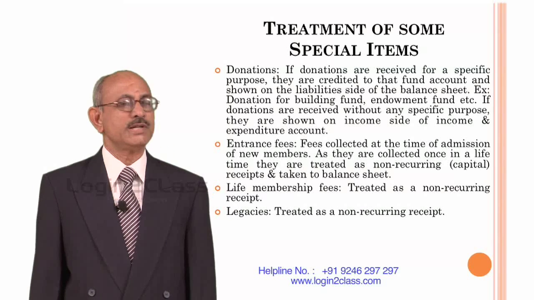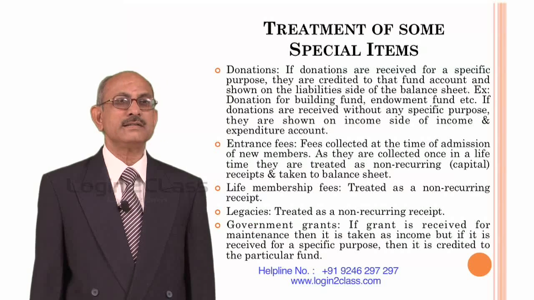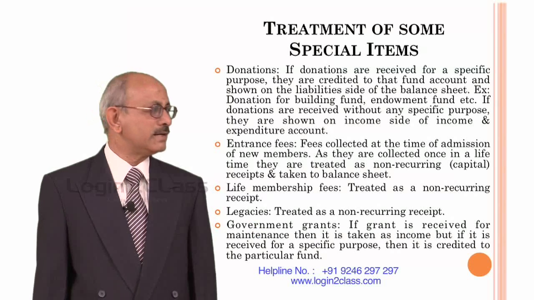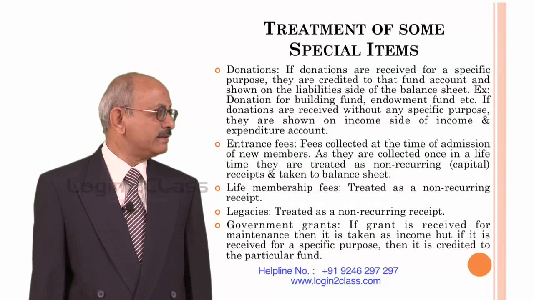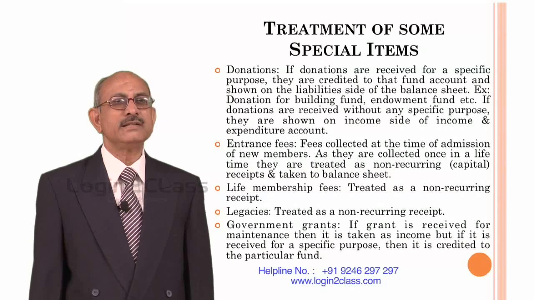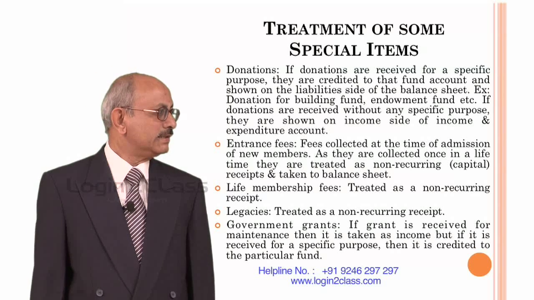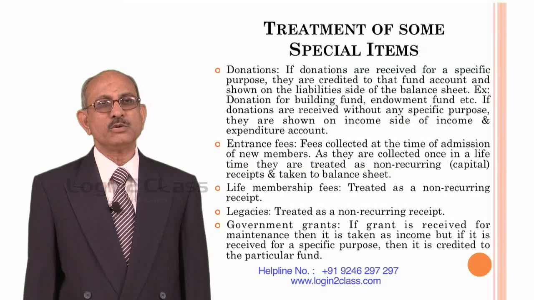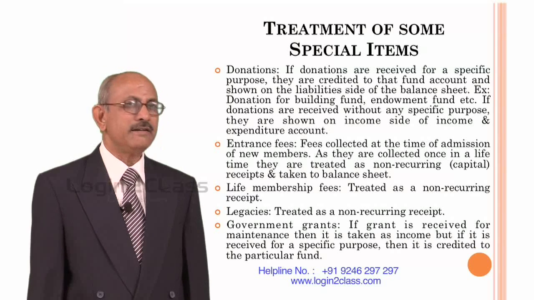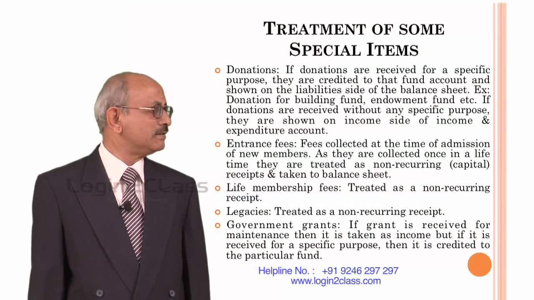Legacies are also treated as a non-recurring receipt. And in the case of government grants, there are again two types of grants. A grant can be for maintenance, and if it is for maintenance, then it is taken as income. If it is received for a specific purpose, for example, for creating some asset, then it is credited to that particular fund. It could be a building fund or a land fund or some other fund for which purpose the government has given the grant.